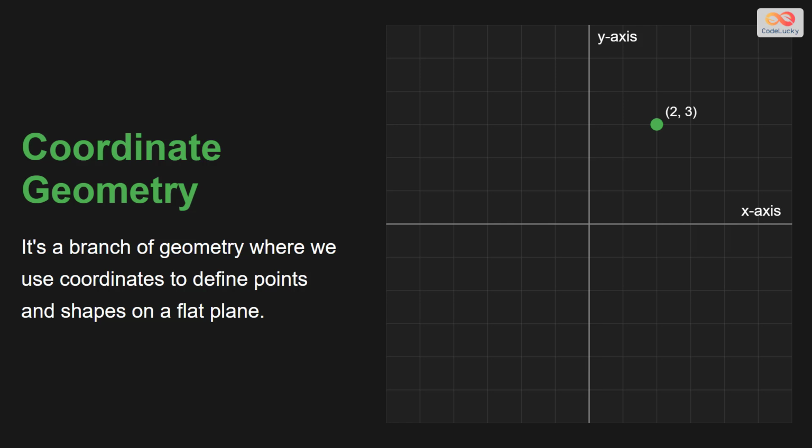First, let's quickly review coordinate geometry. This is simply a way to visualize math. We use an x-axis, which runs horizontally, and a y-axis, which runs vertically, to create a grid. Any point on this grid can be identified with a pair of numbers, called coordinates.